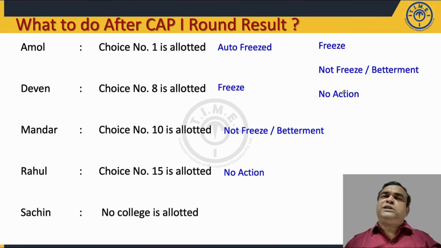And there's one more student, Sachin, for whom no college is allotted. His score is so low that no college is allotted to him. What will he do? He doesn't have any choice of freeze or not freeze. He'll also not take any action. He'll also wait for the further rounds. Fine. So now what will happen after CAP round 1?